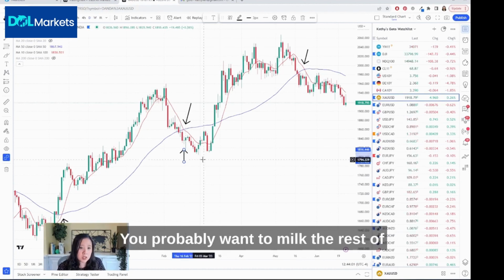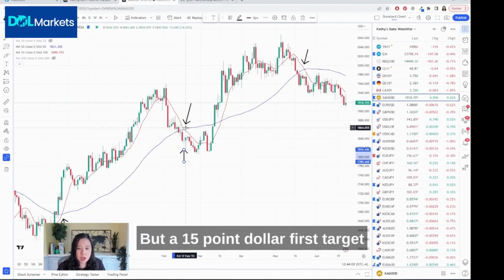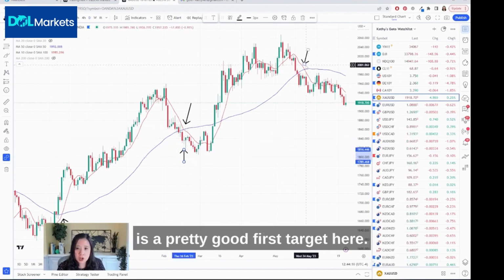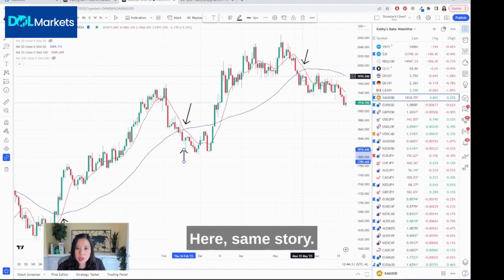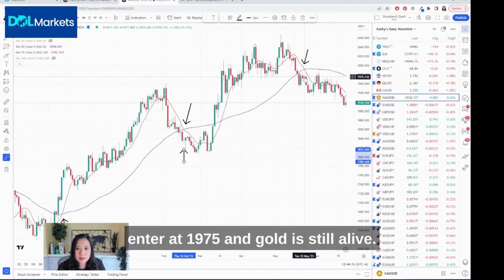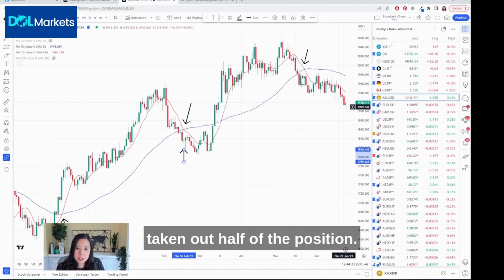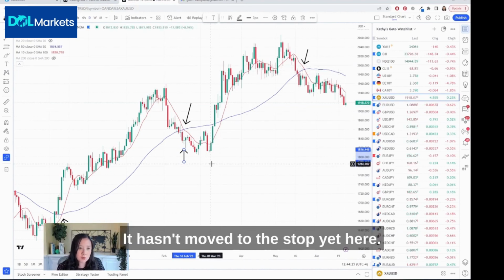You probably want to milk the rest of it based upon a trailing stop, for example, but a 15-point dollar first target is a pretty good first target here. Here, same story. We've got the moving average crossover here, and you enter at 1975, and gold is still a live trade down to 1918. Definitely would have taken out half of the position. It hasn't moved to the stop yet.